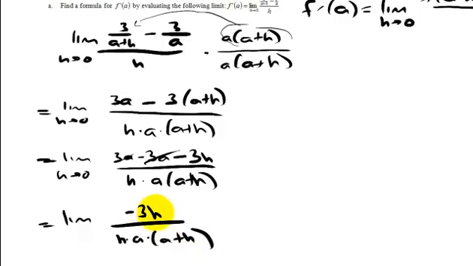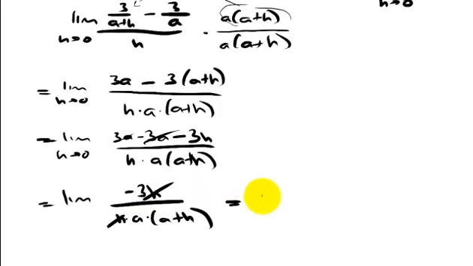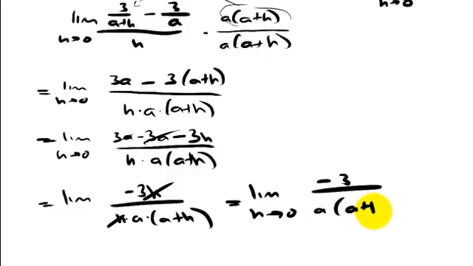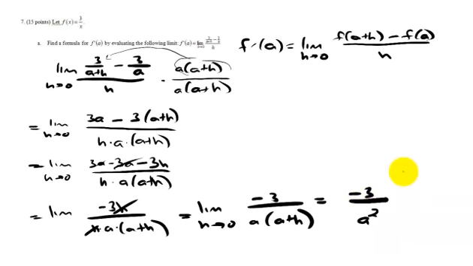Well, that's good because we got one term on the top, one term on the bottom. These h's will divide out, and we're left with negative 3 over a plus h. There you go. Now when we let h equal 0, we're going to get negative 3 over, and when h is 0, a times a. So it's a squared. So f prime of a is negative 3 over a squared.